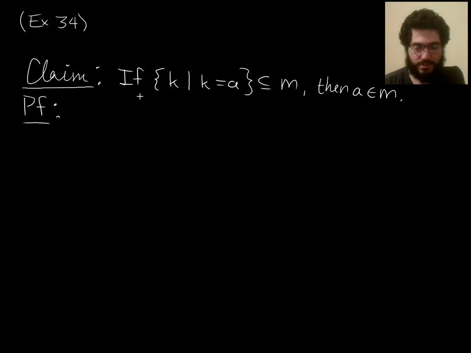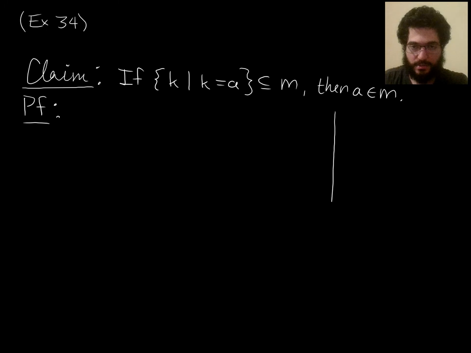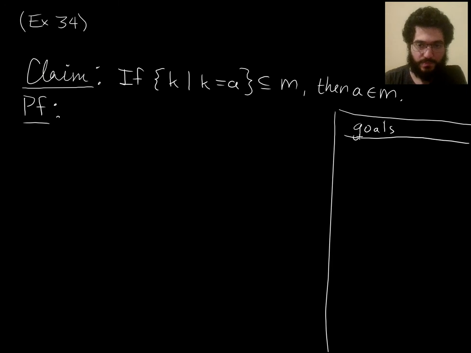Okay, so let me create kind of a column for goals like I did last time. And this is scratch work that I would not show in my final proof. So my initial goal is to prove this implication, right? If blah, then blah. So let's assume the first blah and then attempt to prove the second one.